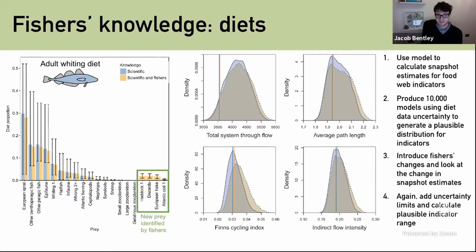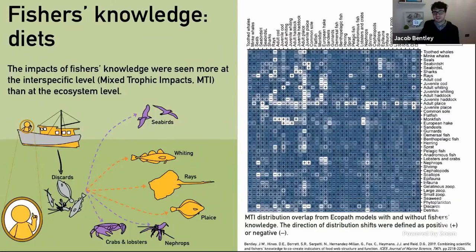But when we moved on to look at the impact at an interspecific level, this is where we found that the fishers had actually changed the way the model was working, with their diet knowledge. So on the right is a mixed trophic impact distribution plot. The mixed trophic impact shows the impact one species has on another when its biomass increases. So if the biomass of toothed whales increased, how would it impact the biomass of gurnards or something else? So it's looking at how different groups control the flow of energy within the ecosystem.